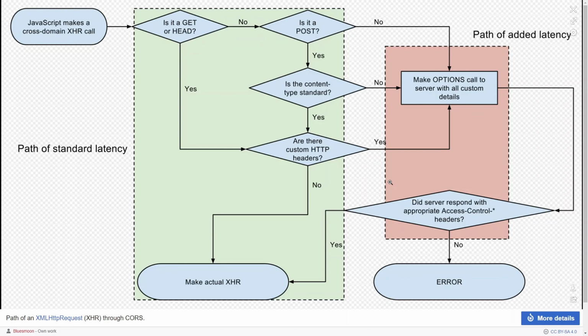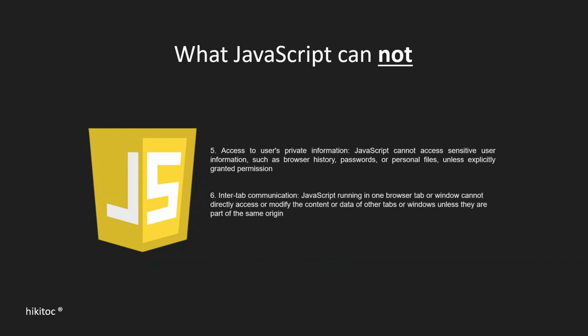Next limitation: JavaScript cannot access sensitive user information. And the last one: JavaScript running in one browser tab or window cannot directly access or modify the content or data of other tabs. These limitations are in place to ensure user privacy, protect against security threats, and prevent unauthorized access to sensitive data. JavaScript's capabilities within the browser are carefully designed to strike a balance between functionality and user safety. Next, let's discuss a few main features of JavaScript.